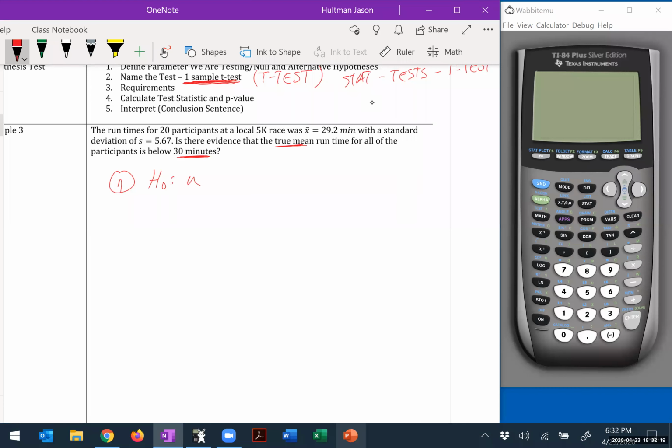Well, it's mu equals. Remember, the null is always equal. We're testing against the claim that this is 30 minutes, right? So mu is equal to 30 minutes. What's the alternative? Mu is less than, right? Because of the word below here. Mu is less than 30 minutes. Okay, that's step 1. What's the test that we're going to be using?